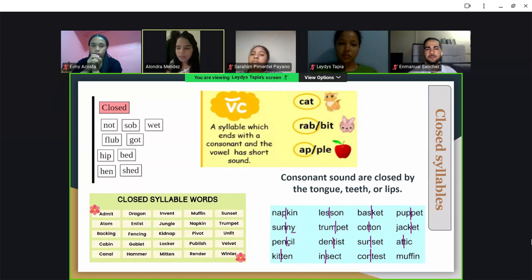The next one, closed syllables, which end with a consonant and the vowel has a short sound. Consonant sounds are closed by the tongue, teeth, and lips. For example, not, but, stop, wet, look, got, hip, bed. You can divide the closed syllables into parts.